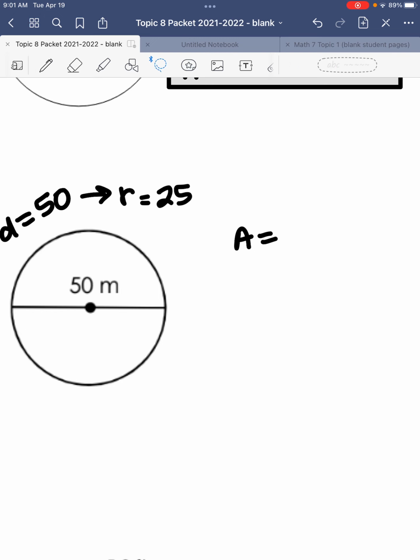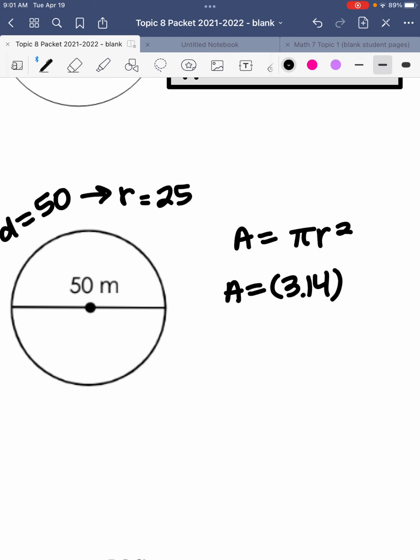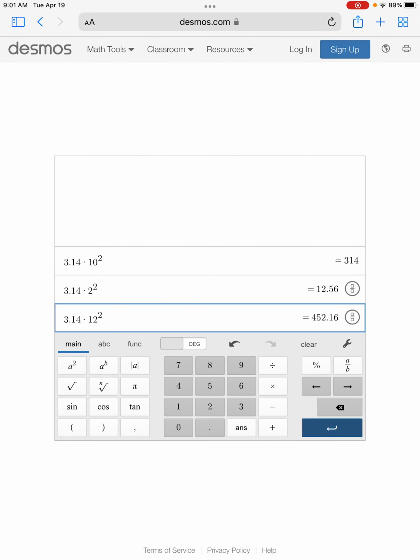A equals pi times the radius squared. So what can I plug in here? Well, A equals 3.14 times my radius is 25, and I'm going to square that. So now I'm ready to go to my calculator. So 3.14 times 25, that was the radius, and I'm going to square that.